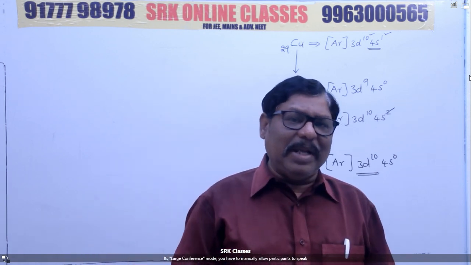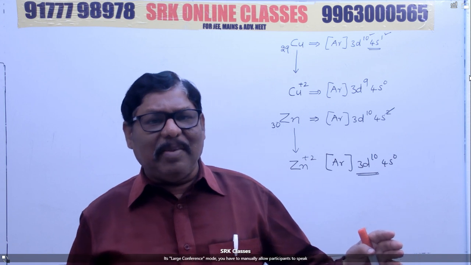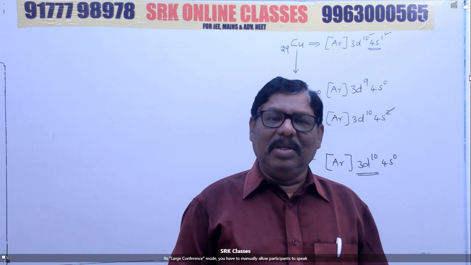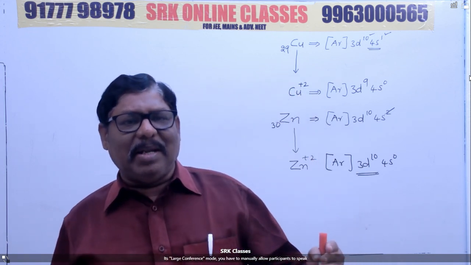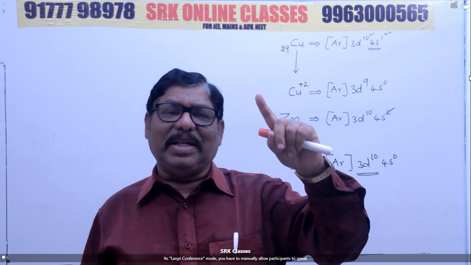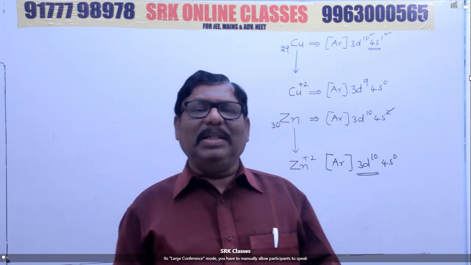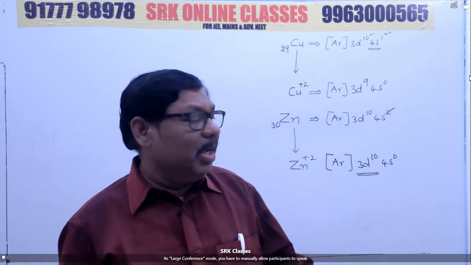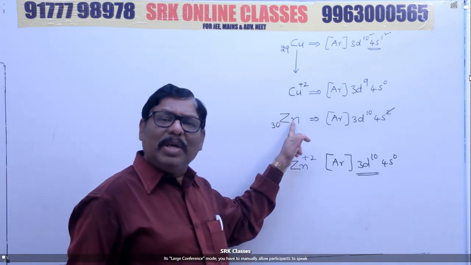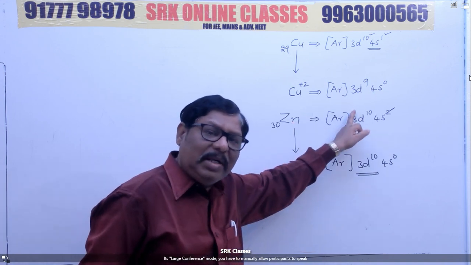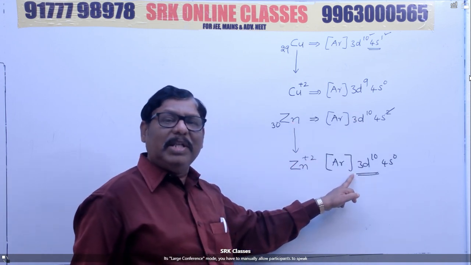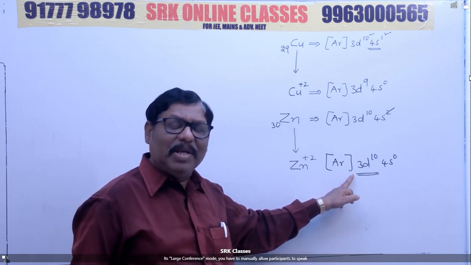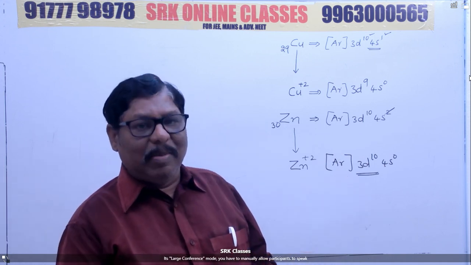Therefore, the general statement is: all transition elements are d block elements, but all d block elements are not transition elements, which means if you take any transition element, the differentiating electron enters the d orbital. Look carefully here. Zinc is only a d block element; neither in the ground state nor in the prominent oxidation state is there an unpaired electron in the d orbital. That's why the zinc group cannot be called transition elements. They are said to be only d block elements.